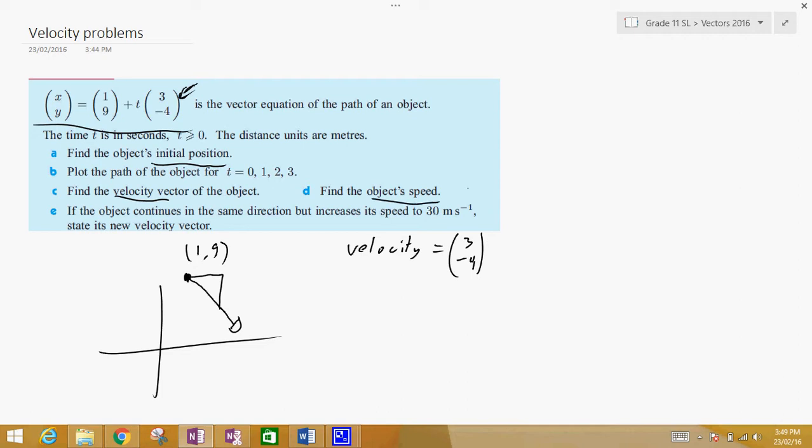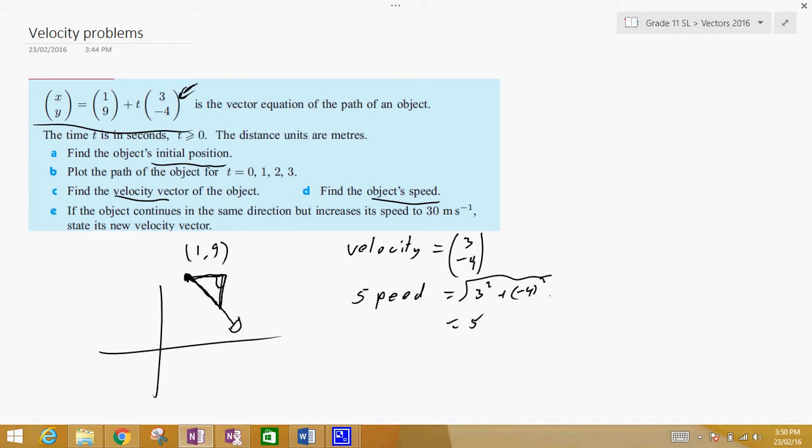Sometimes they're going to ask for your speed. Your speed does not take into account direction. But if you're going to go 3 this way and 4 this way, well, to figure out what your speed is in 1 hour, you just have to figure out what the hypotenuse of this triangle is. So the speed for this one equals the square root of 3 squared plus -4 squared, which is equal to 5. So the speed is 5.